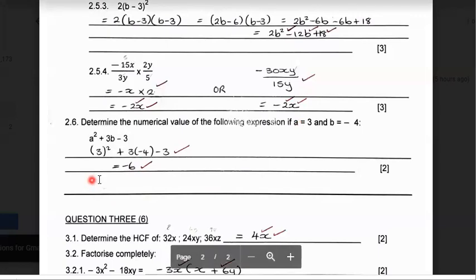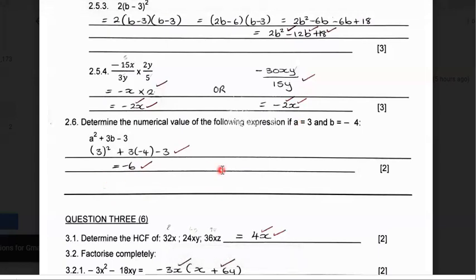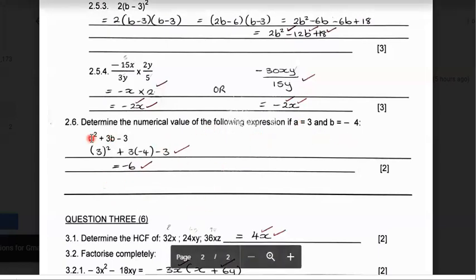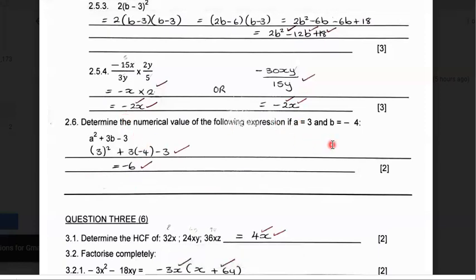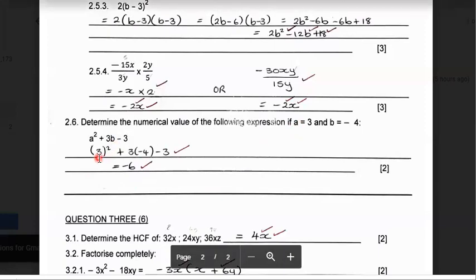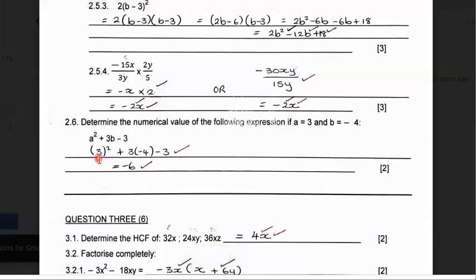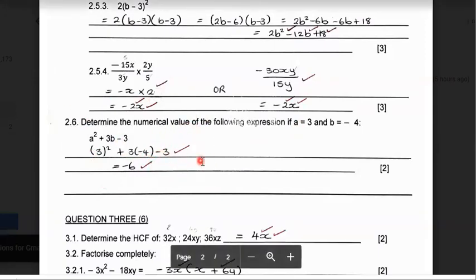Question 2.6, the substitution problem. You need to determine the numerical value of the expression given here. They're telling you A is equal to 3 and B is equal to negative 4. Hence, wherever you see A, you're going to substitute 3. Wherever you see B, you're going to substitute negative 4. Remember to always use brackets. So you've got open brackets 3 all squared plus 3 open brackets minus 4 close brackets, and you're subtracting 3. Putting all of that in the calculator, you'd get minus 6.